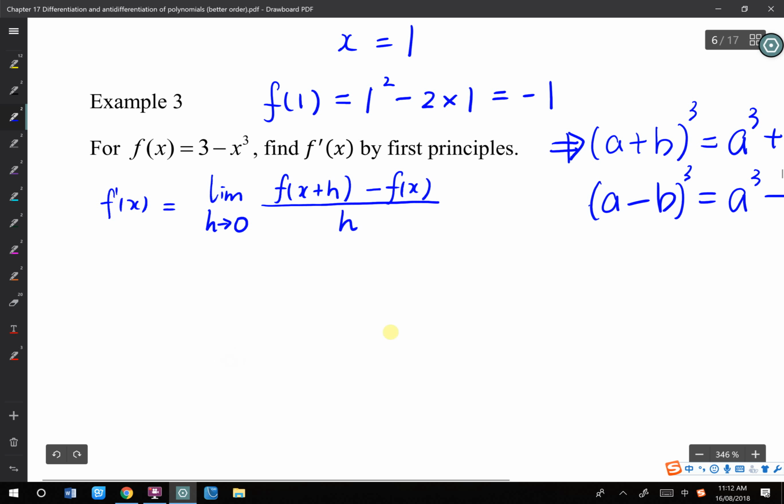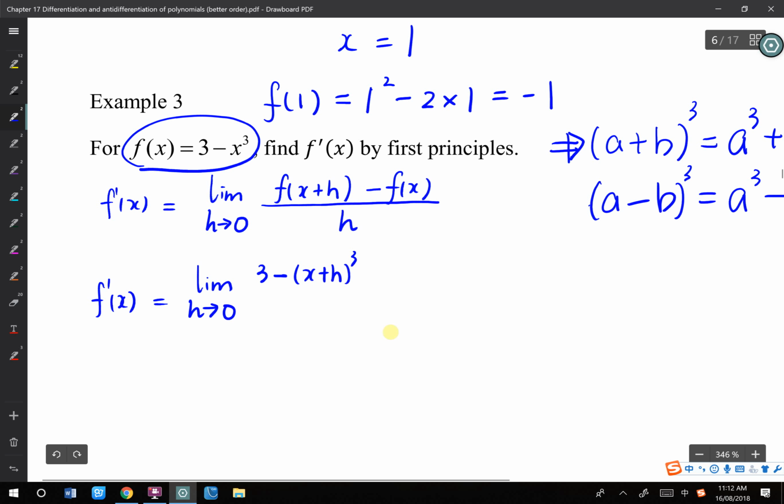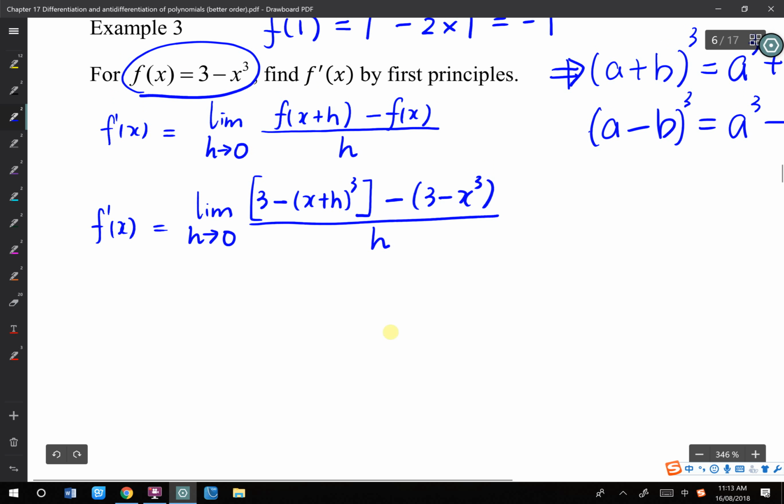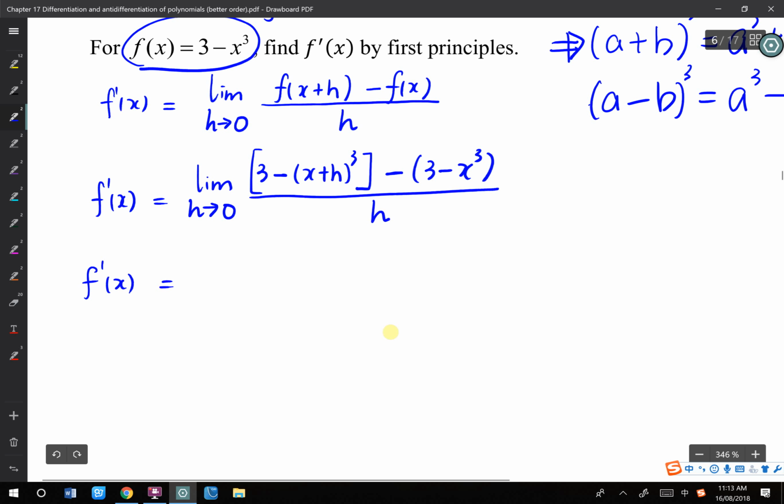So now, because we have a rule for f, it's 3 minus x cubed. So f'(x) equals the limit as h approaches 0 of 3 minus (x + h) cubed. That's the substitution of x + h into the function, minus f(x). Well, your f(x) is very obvious, it's just 3 minus x cubed, divided by h. The limit as h approaches 0.